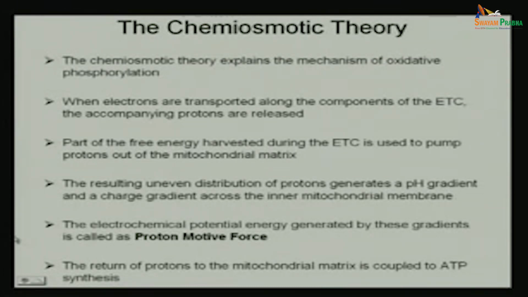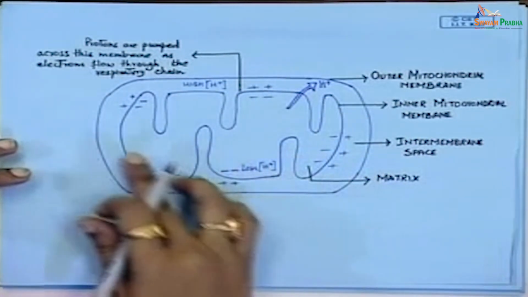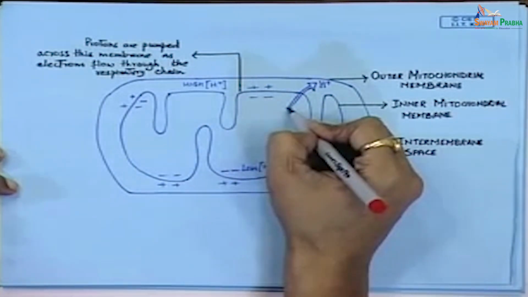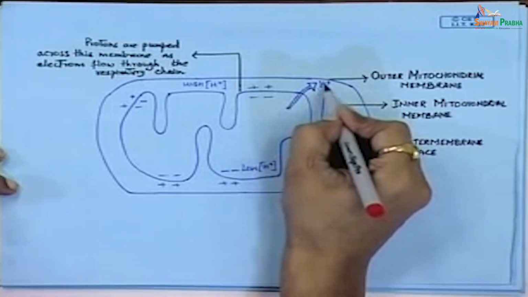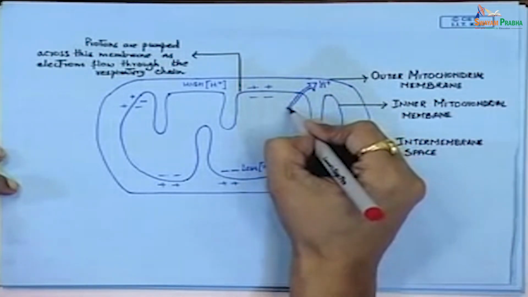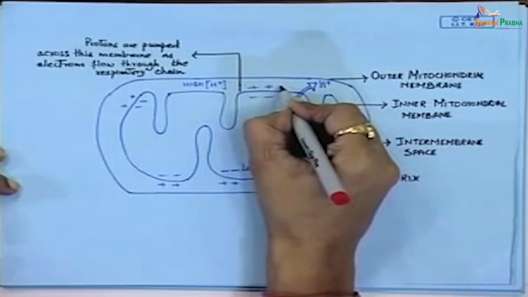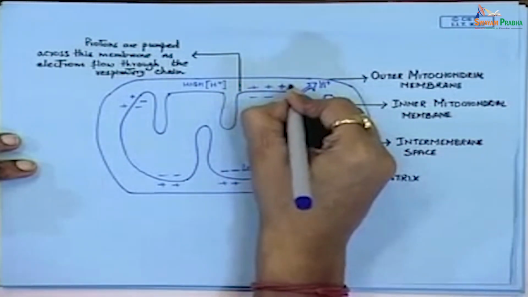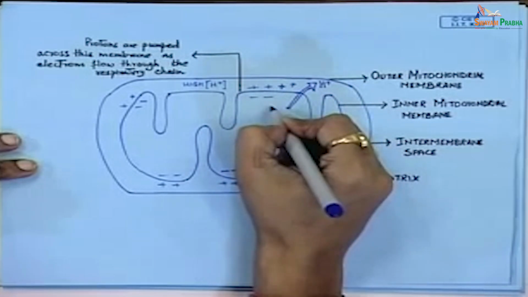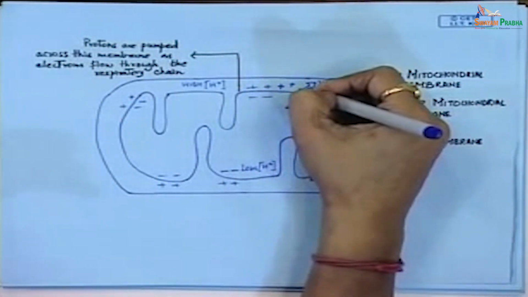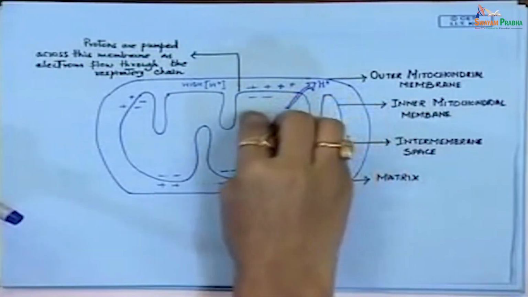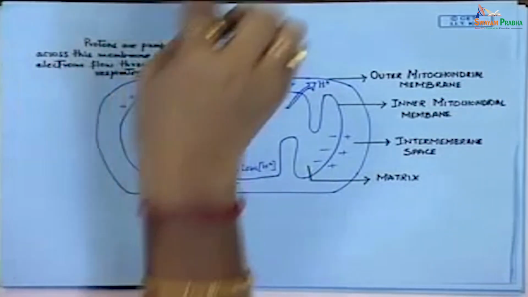Now, here what is happening? When the electron transport chain process is going on, if this is the structure of the mitochondria, protons are being pumped out from the matrix to the intermembrane space. The concentration of H plus ions is more in this place than what is there inside. In this way one gradient is formed, either an electrochemical gradient or a pH gradient, between the matrix and the intermembrane space.